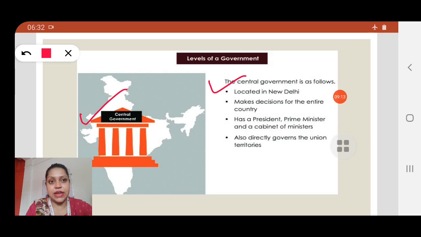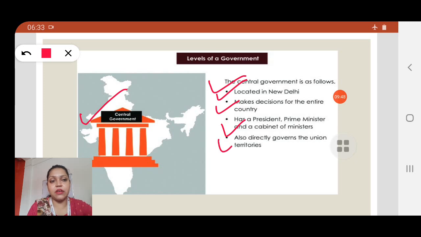It is located in New Delhi. Okay, the central government is located in New Delhi. We all know the capital of India is New Delhi, so the central government will also be in New Delhi. Then number 2, makes decisions for the entire country. They don't make decisions for one state or another. Okay, they make decisions for the entire country. Has a president, prime minister, and a cabinet of ministers. Now a central government has a president, okay, a prime minister, and a cabinet of ministers.